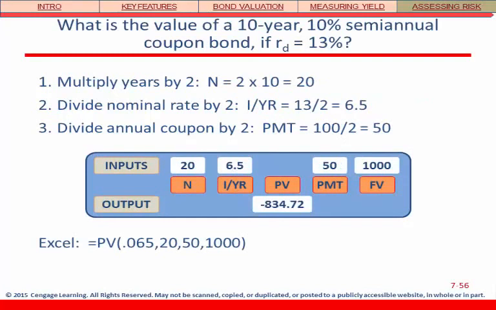So what's the value of a 10-year, 10% semi-annual coupon bond if R is 13%? Make sure you multiply your years by 2 here, so you get 20 for N semi-annual periods. Your I is going to be that 13% divided by 2, or 6.5% semi-annual yield to maturity. Your payment is going to be 10% coupon rate times par, which is $100, then divide that by 2, and you get $50. Remember that par stays the same. So you solve for present value, and you get a price of $834.72.